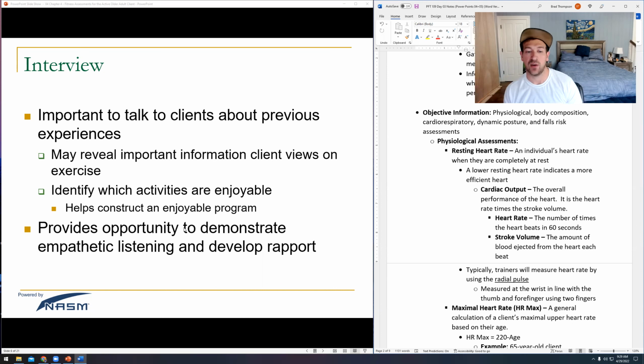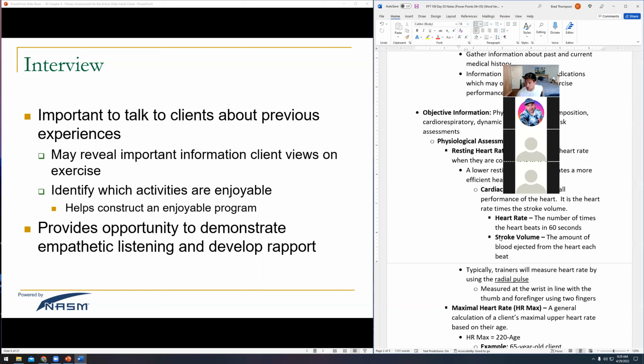So it helps me identify which activities are enjoyable. It helps me construct a program that my client's going to like, because I'm getting an opportunity to ask them further, deeper versions of things. So if I say something like, have you ever had any surgeries? And then I clarify by saying, not like an appendix removal or dental surgery or anything, but have you ever had any surgeries on your rotator cuff or knees or anything like that, right? That clarified the question. And so I kept it focused on exercise.